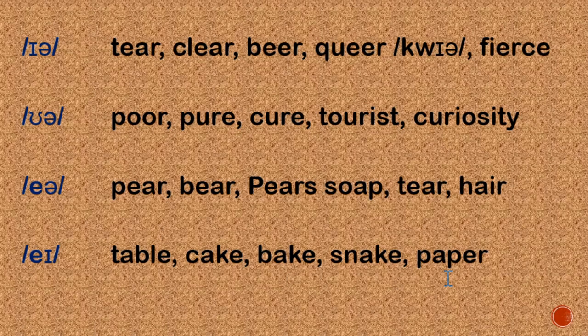Okay, so I hope you have had some idea about what diphthongs are. Now, before we close, we will have more practice. We'll just repeat all the 8 sounds and their examples. You can repeat after me. Ear, tear, clear, beer, queer, fierce.